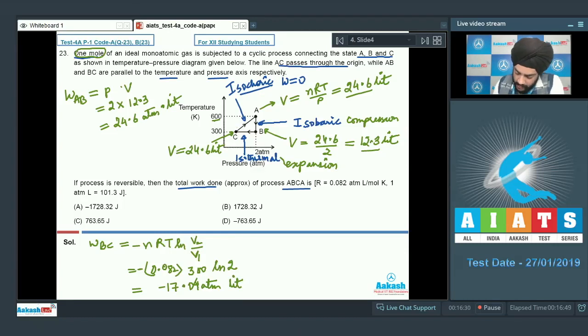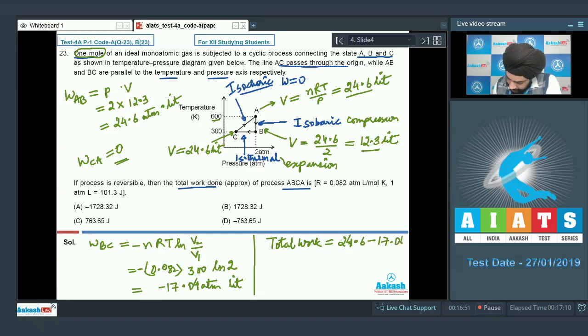And if we talk about the work done from C to A, we've already seen that the work done from C to A shall be equal to 0 as it is an isochoric process. So if we talk about the total work done, total work shall be equal to 24.6 minus 17.04 in liter atmosphere. So this shall be equal to approximately 7.56 atmosphere liter.